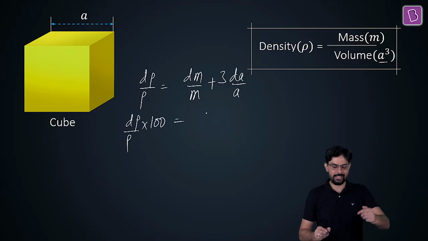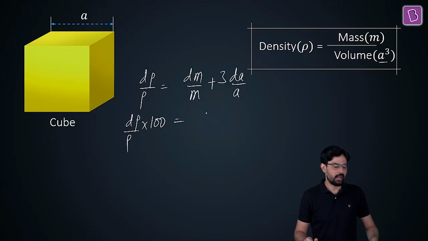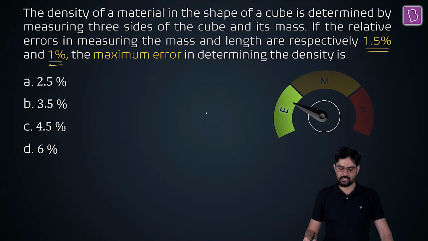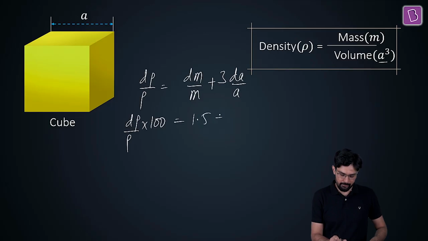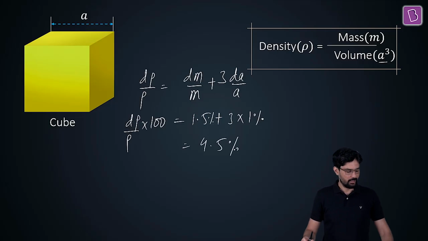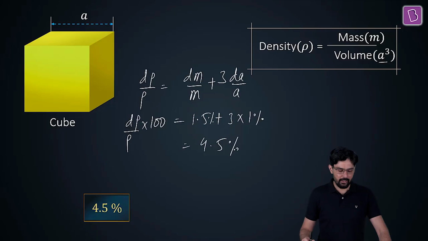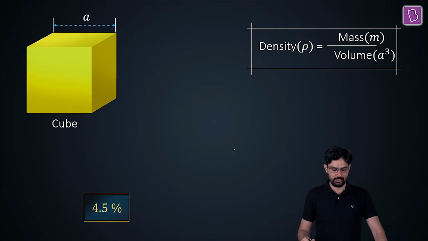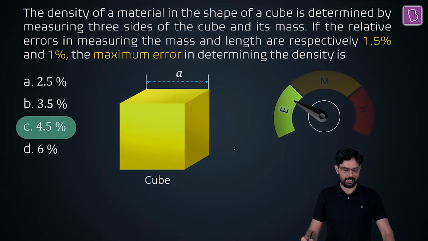And this is going to be equal to dm by m into 100. And what is the relative percentage error in measuring the mass of this cube? Well, that is 1.5%. So this is 1.5 plus 3 into 1%, which comes out to be 1.5 plus 3, that is 4.5%. As simple as that. So the relative percentage error in the density of the material is going to be 4.5%, and in this case we can take option C as the right answer.